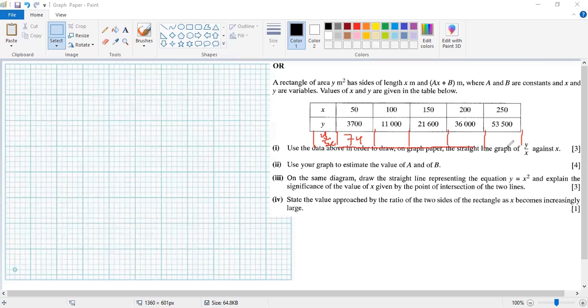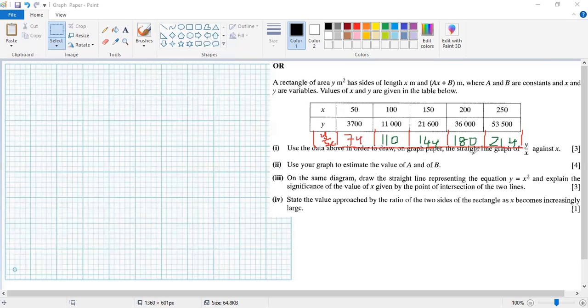Use a different color so that we can see it easily. Okay, 110. Okay, next one, 21,600 over 150, so 144. Then 36,000 divided by 200 is 180, and then 53,500 divided by 250 equals 214. Okay, this is the y over x.